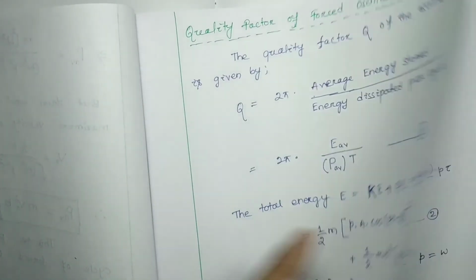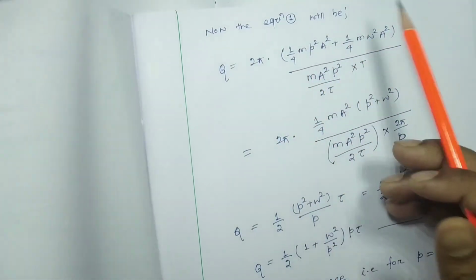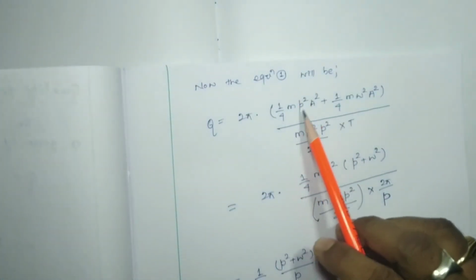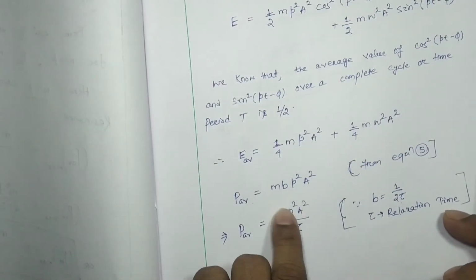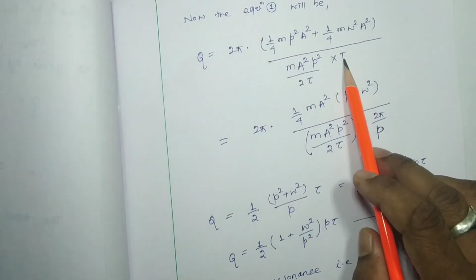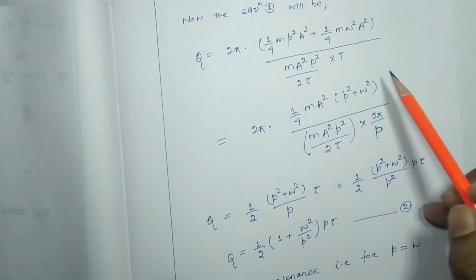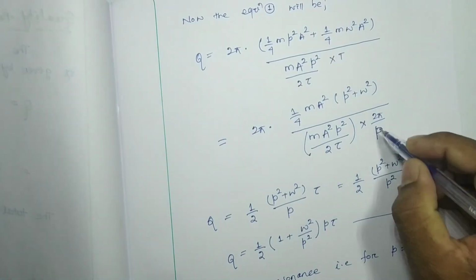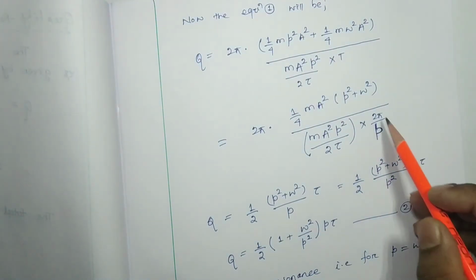What we can get now, equation number 1 will be 2 pi into (1 by 4 m p square a square plus 1 by 4 m omega square a square) whole divided by m a square p square by 2 tau, into T, which will be nothing but 2 pi by p, because here we are considering the applied force frequency. Applied force frequency means 2 pi by p, not omega. Here p is small p.